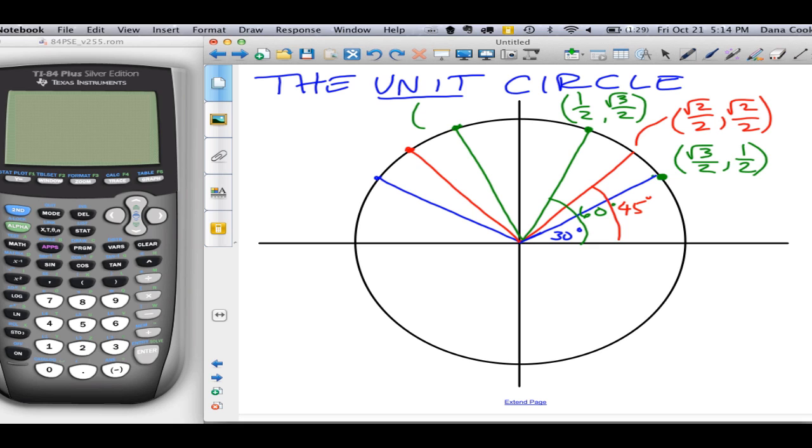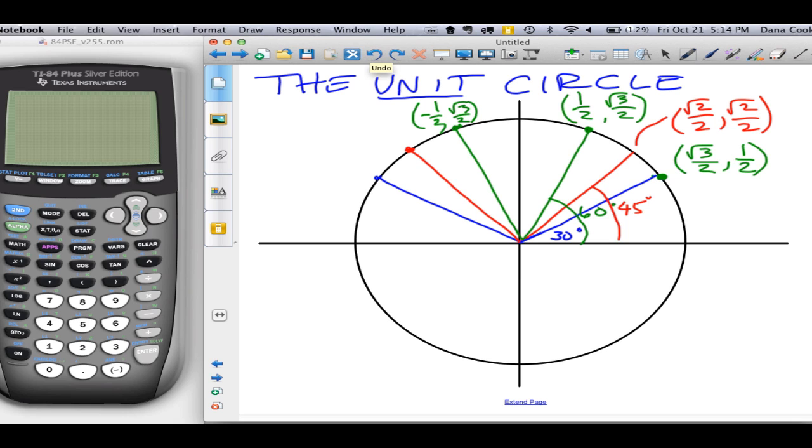Okay, what are the coordinates of this? Well, wouldn't they be the same values as its mirror over here, except what's going to happen with the x coordinate? It's going to be negative. So it's negative 1/2, square root of 3 over 2.